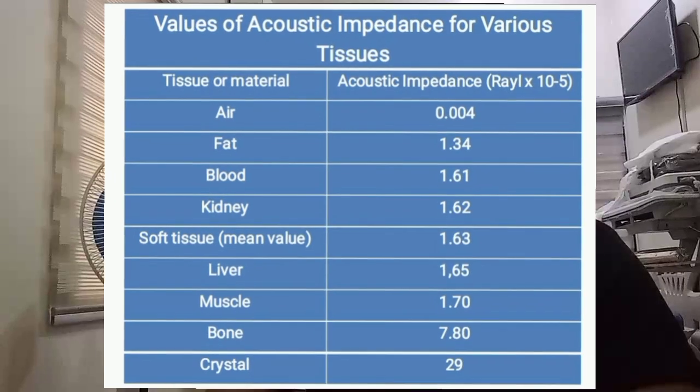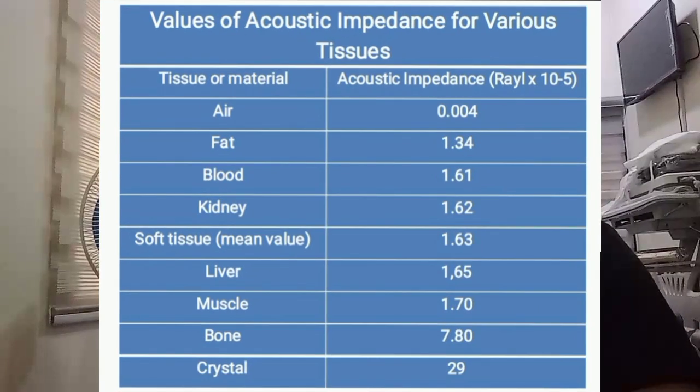Air to soft tissue interface and bone to soft tissue interface result in high echo amplitude because the acoustic impedance mismatch is high in both of these interfaces. For this reason, air and bone are strong attenuators and very difficult to penetrate. This table shows the value of acoustic impedance for various tissue. Air has the acoustic impedance of 0.004, soft tissue has 1.63, bone has 7.80, according to their level of attenuating strength.